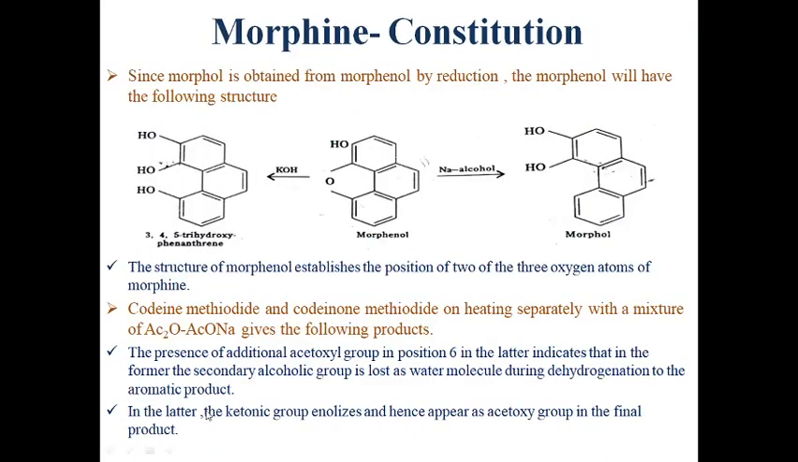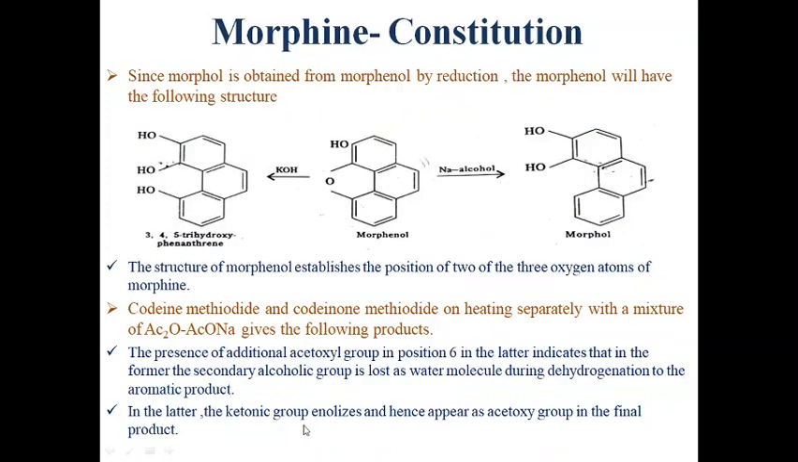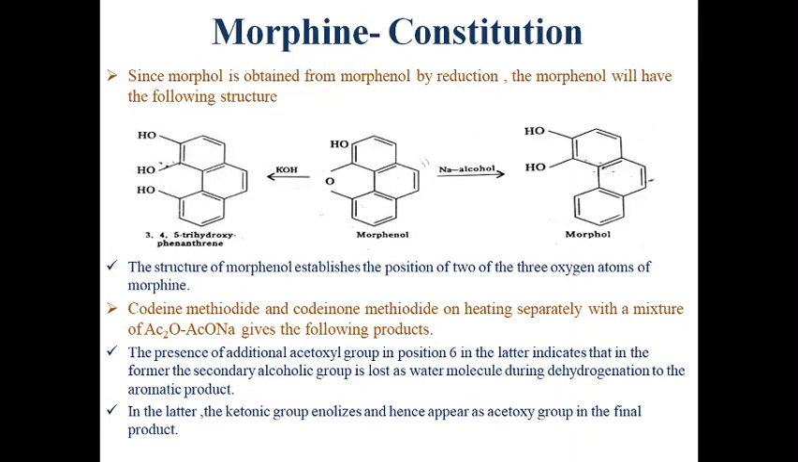In the latter, the ketonic group enolizes and hence appears as an acetoxy group in the final product. This is the only difference between codeine methiodide and codeinone methiodide: one acetoxy group only. The rest is the same.